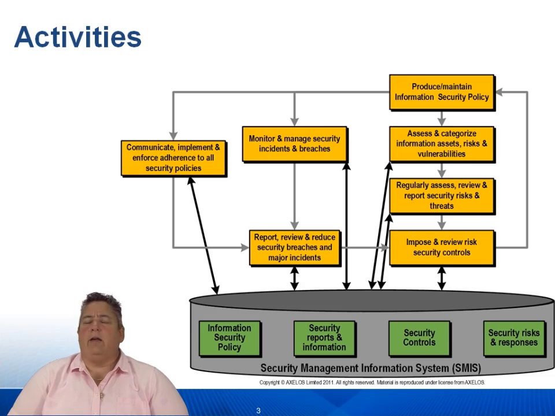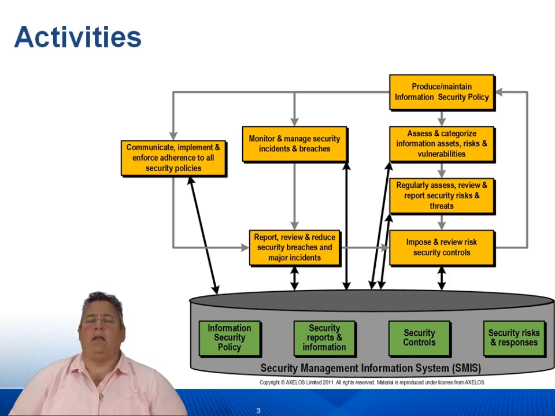Here's our process diagram, or I wouldn't even say it's a process diagram, our activity diagram that we associate with information security management. Here's where you can actually see that security management information system, the data store, the gray data circle down at the bottom. We're going to break this down into 3 parts and go through these activities relatively quickly. There's not a whole lot of information in the service design volume.